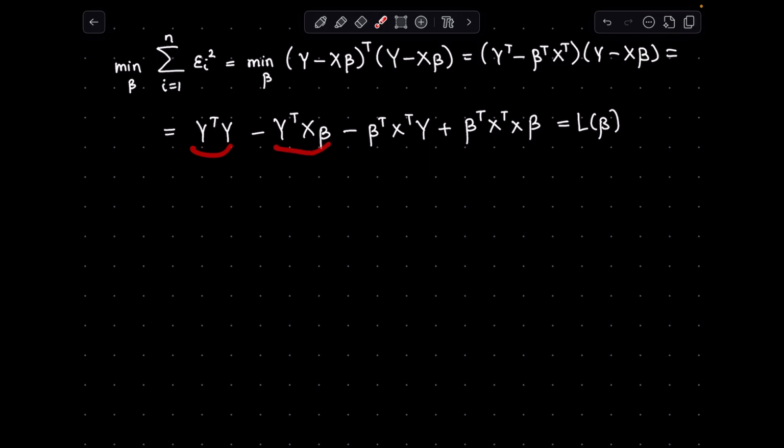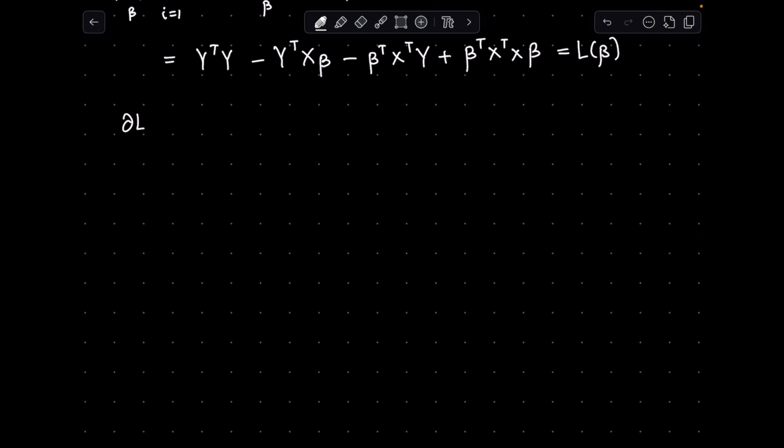Expanding this out gives us 4 terms, and let's call this L beta. And we're looking for d L beta over d beta. Let's go term by term for the above 4 terms. The first one is just 0 since there is no beta in here.